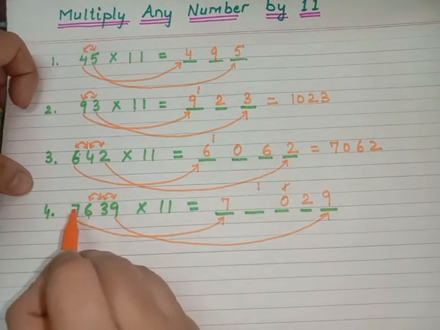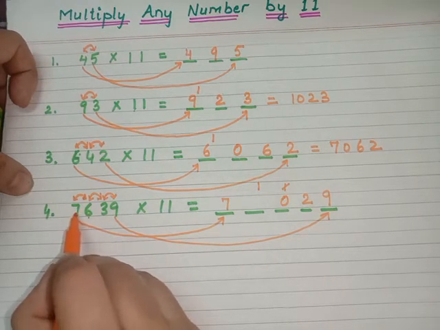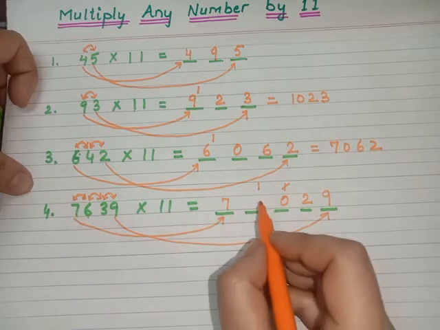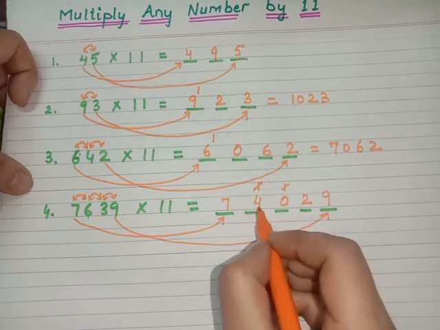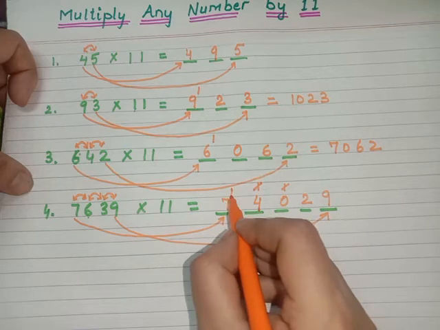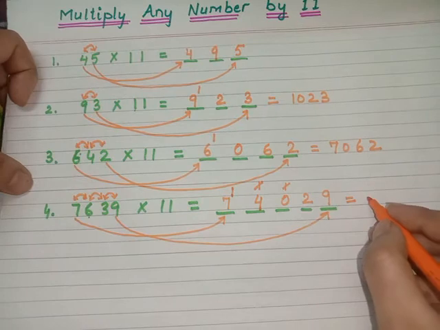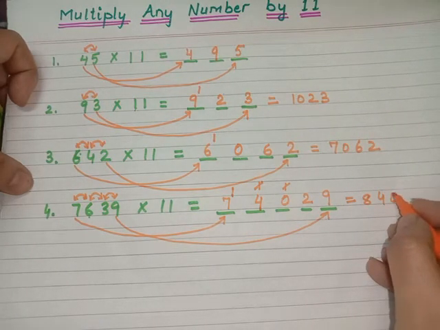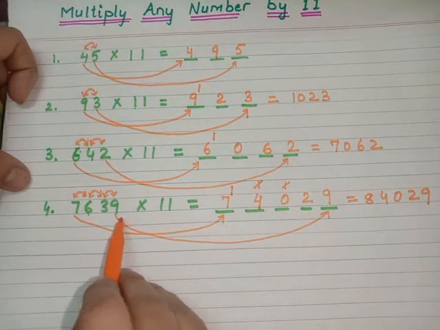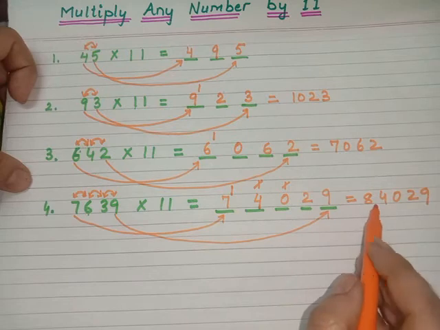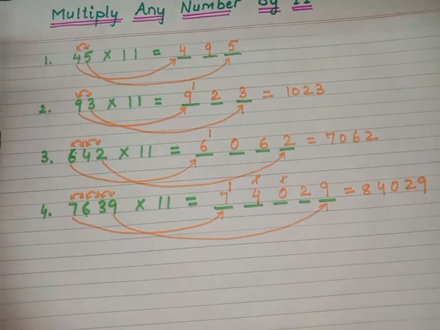Now add these two digits, 6 and 7. 6 and 7 is 13. 13 plus this 1 carry is 14. That means 4 is here from the 14 and 1 is for the carry forward. Again we have the final result as we have to add this carry also, that is 84029. That means the multiplication of 7639 by 11 will be equal to 84,029.